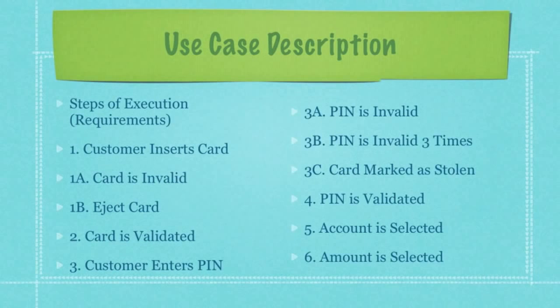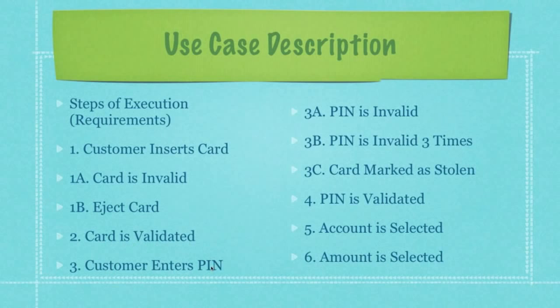And then finally, you're going to have your steps of execution. Again, these are often listed both as steps of execution and on a separate list as requirements, but in this situation, I'm just going to show steps of execution because this is a pretty simple process. So we have customer inserts card, and then I'm going to mark off all of these additional things that could happen. Card is invalid, eject a card, whatever. And I'm basically going to try to list out all of the possible things that could happen throughout my system.